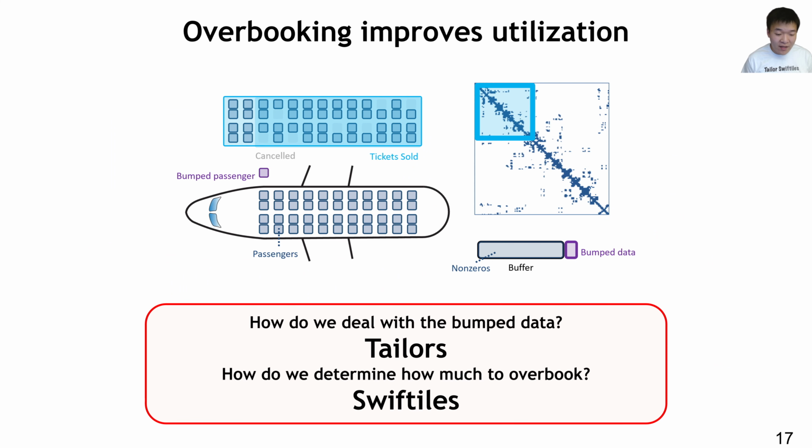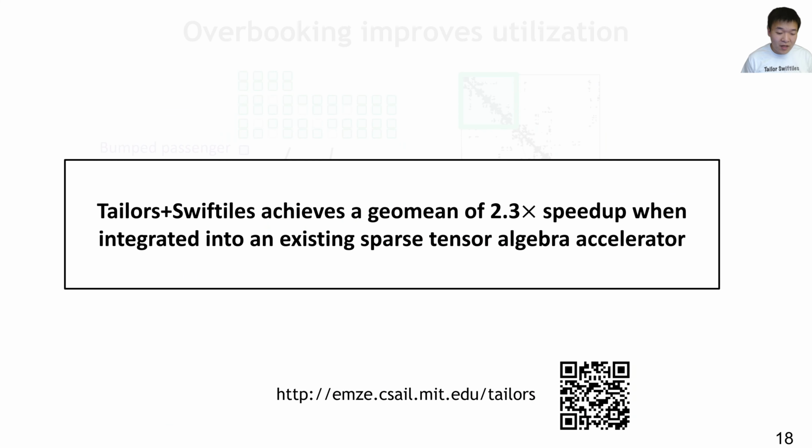We propose Tailors to handle this bump data, and Swiftiles to decide how much to overbook by. By combining Tailors and Swiftiles, we achieve a geomean 2.3 times speedup when integrated into an existing sparse tensor algebra accelerator.